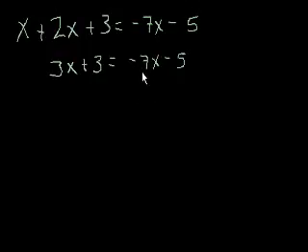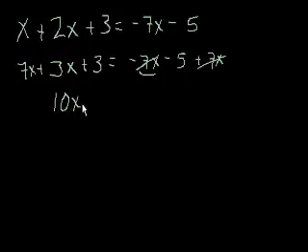Now let's bring the 7x over onto the left hand side, and we can do that by adding 7x to both sides. Just as a review, we're adding the opposite, so it's negative 7x, so we add 7x, so that's why. And we do that because on the right side these two will cancel. And the left side, we get 10x plus 3 equals, and on the right side all we have left is the negative 5.